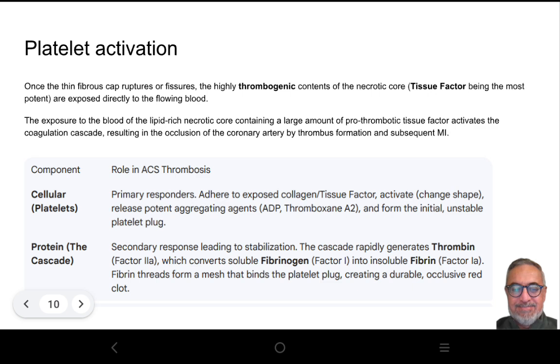Then the protein cascade is activated. This is secondary, leads to stabilization of the clot, and the cascade rapidly generates thrombin, which converts soluble fibrinogen to insoluble fibrin. The fibrin threads form a mesh that binds the platelet plug and creates a durable occlusive clot.